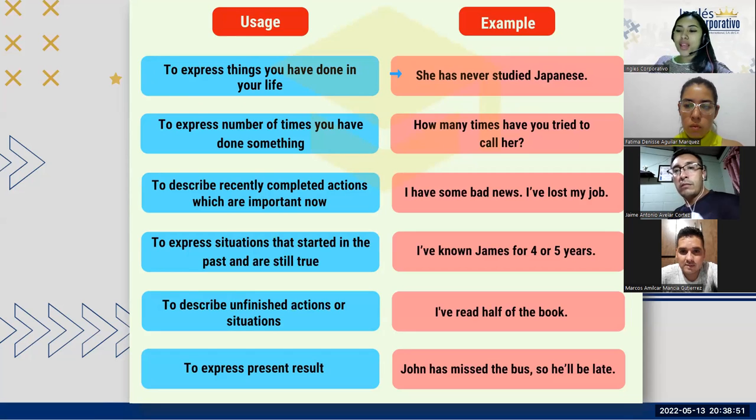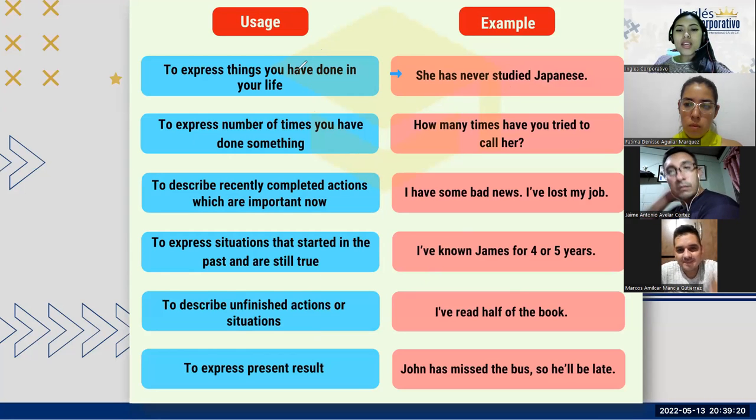Great. Example, Jaime. She has never studied Japanese. Okay, thank you guys. All right, so the first use is to express things that you have done in your life. Okay? She has never studied Japanese. Okay, teacher, but you are telling me things that you have done, pero ella nunca lo ha hecho.